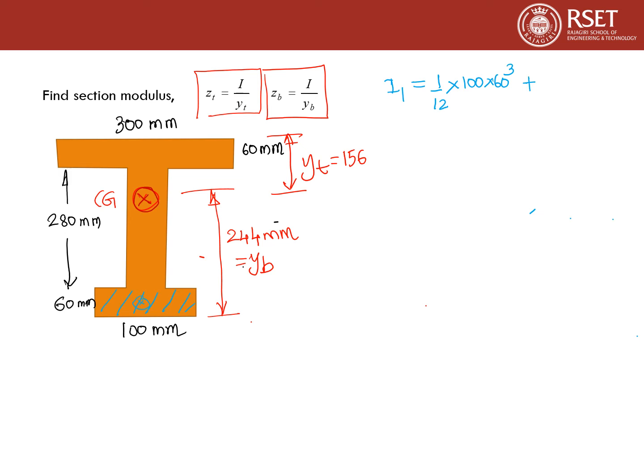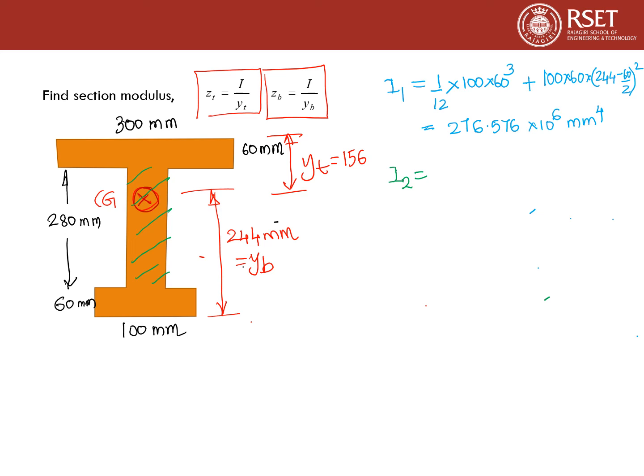Now we have to shift it to the centroidal axis. For that you have to use the parallel axis theorem, so plus A h square. So here this will be h, area into h square. So h here will be 244 minus 60 by 2. So A h square will be 100 into 60 into (244 minus 60 by 2) whole square. So we get a value of 276.576 into 10 raised to 6 millimeter raised to 4.